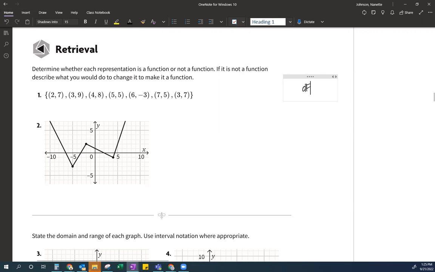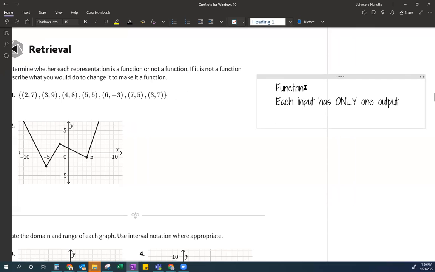So a function, yikes, Ms. Johnson. So what a function is, for each input, wait, sorry, let's try this again. Each input has only one output. Okay, so my example of this has been my birthday function.